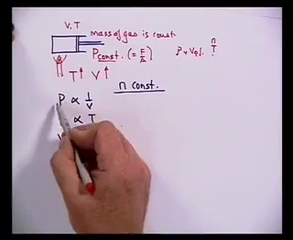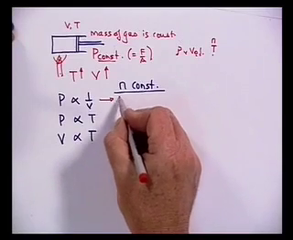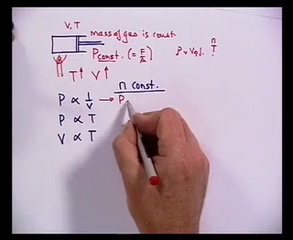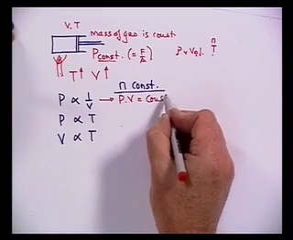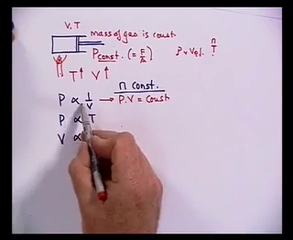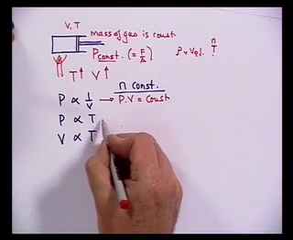Right, let's see where this takes us. From this relationship, we can write that P times V is equal to a constant. Now that would be P is equal to a constant over V, so PV is equal to some constant.